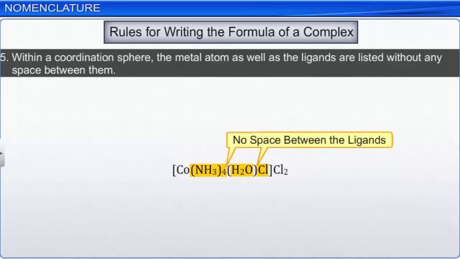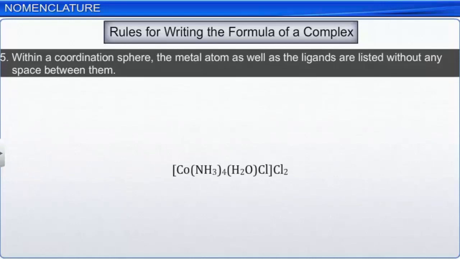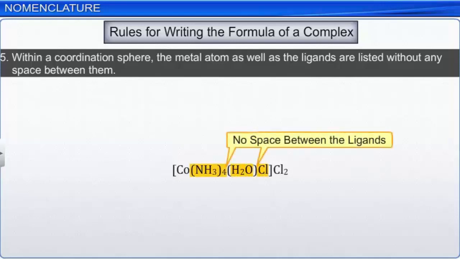So what does this rule say? Within a coordination sphere, the metal atom as well as the ligands are listed without any space between them. So there are different types of ligands found in the coordination sphere along with a metal ion, but don't leave any space between these ligands.